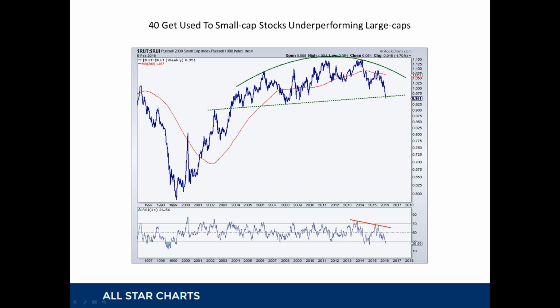So we're looking at the Russell 2000 small cap index relative to the Russell 1000, which represents larger cap stocks. And I believe this trend is over and we're heading lower. So we want to be selling any and all strength in this ratio and fully expect large caps to outperform.